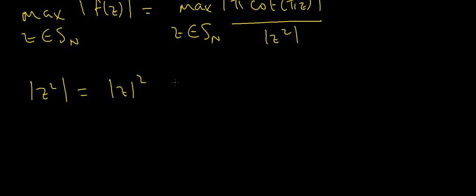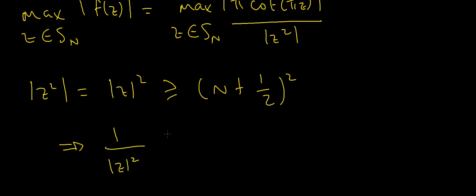mod z is greater than or equal to n plus a half. I've got the squared term, so that's going to be n plus a half all squared. So if I take reciprocals of both sides, that tells me that 1 over mod z squared is less than or equal to 1 over n plus a half, all squared.